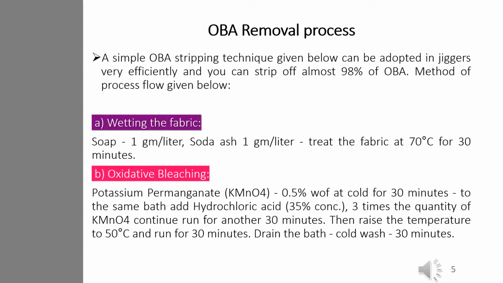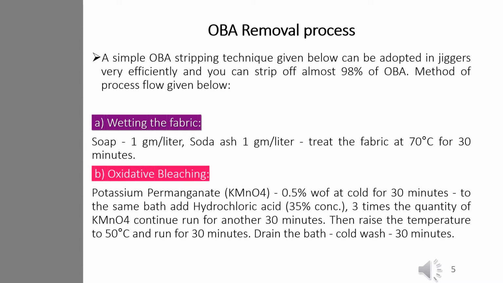We can wait at cold for 30 minutes. In the same bath, we will add the hydrochloric acid, 35% concentration. So, firstly we added the potassium permanganate 0.5%, and then in the same bath we added the hydrochloric acid 35% concentration. The quantity of hydrochloric acid is 3 times the quantity of KMnO4.